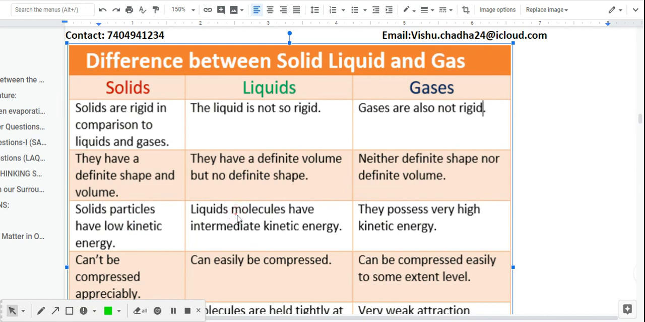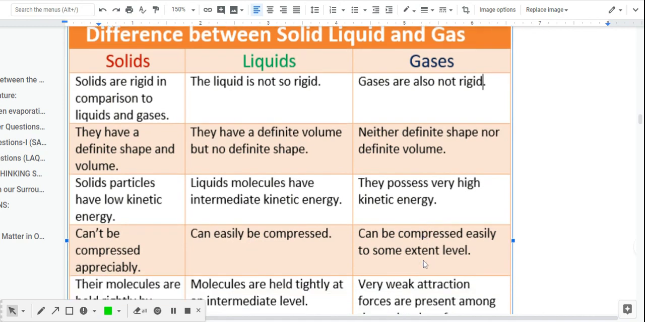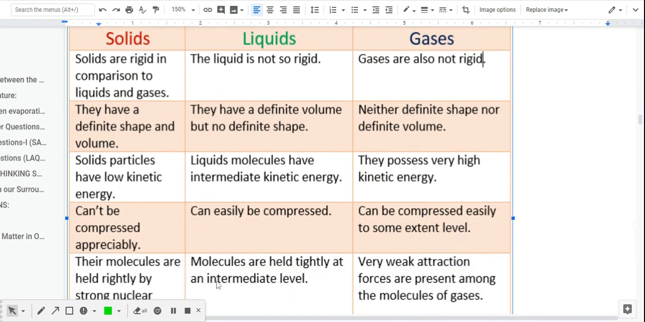So again, coming back to solids, solid particles have low kinetic energy. Liquid molecules have intermediate kinetic energy. Intermediate means in between the two, right? Gases have very high kinetic energy, due to which the particles can go here and there and possess higher Brownian motion, right? Solids can't be compressed. Liquids can be compressed and gases can be compressed to some extent, right?